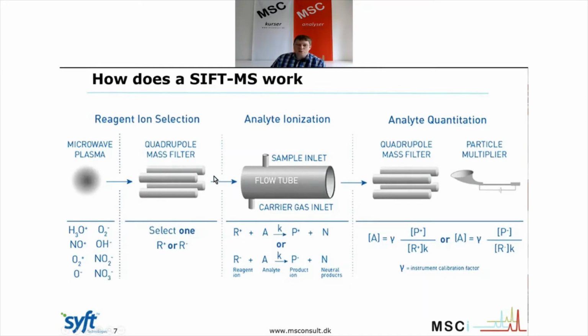Then you have a quadrupole mass filter to select which reagent ion you actually want to use right now. Then you have the place where the magic happens, the flow tube, where you also inject your sample. This is where the ions from the plasma react with your analyte and thus ionize the analyte so that it can be controlled by the following quadrupole. And lastly, it's then detected by a particle multiplier.